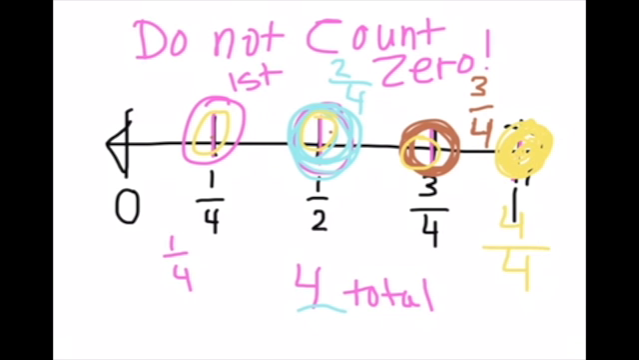4/4. So when I have the same numerator, just like this one, and the same denominator, just like this one, 4 and 4 are the same number, that equals 1 whole. And no matter what number that is on the top and the bottom, as long as they're the same, they're always 1 whole. Because we know that that is the last tick mark on our number line, and that is the number 1.